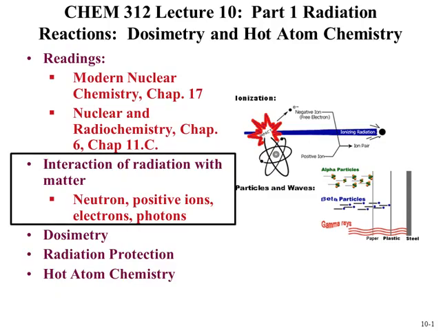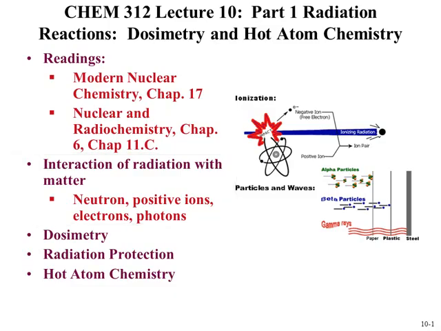Part 2 is going to discuss dosimetry, which is the measurement of some radiation interaction with matter, particularly biological systems. We're going to talk about radiation protection, how one goes about protecting oneself from those interactions. And then a branch of science called hot atom chemistry, which utilizes those interactions of radiation with matter to drive chemical reactions.